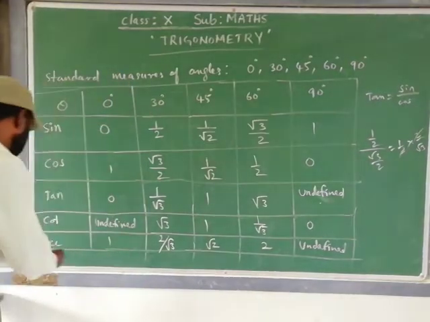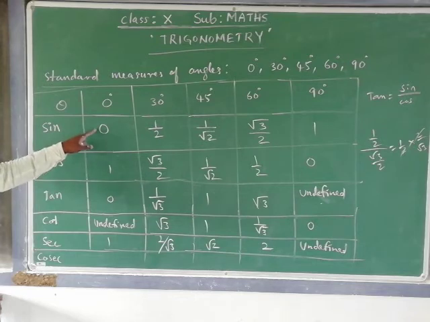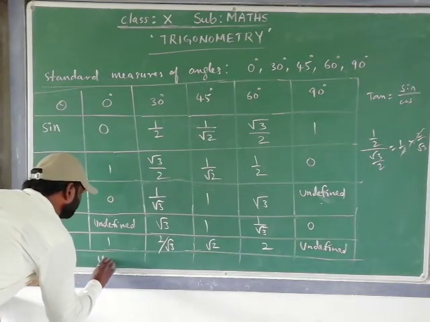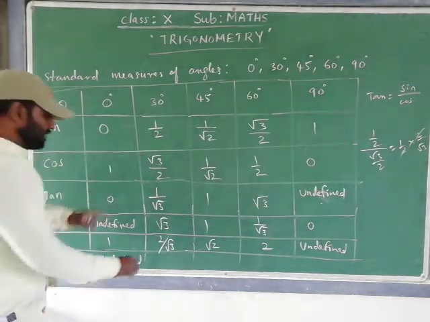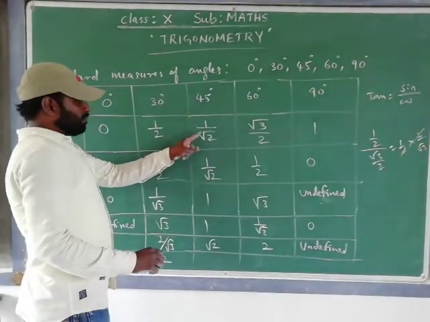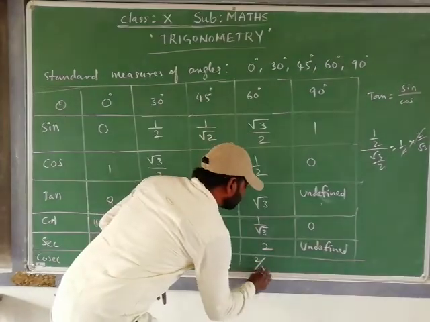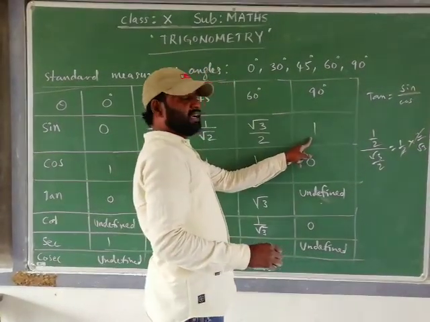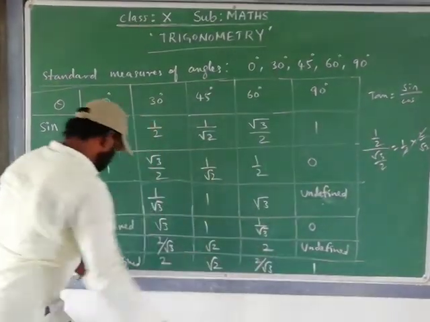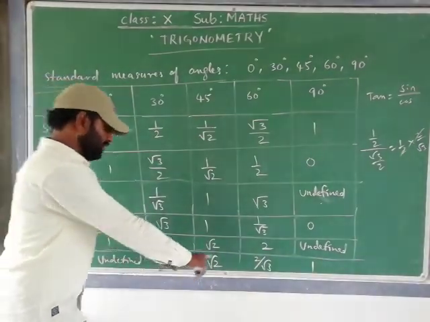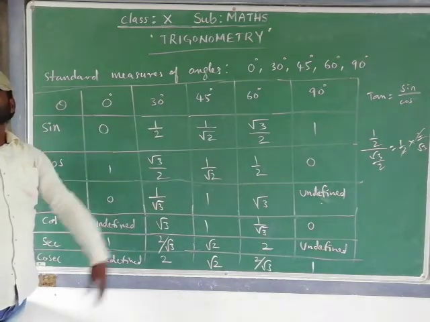Understand? Next, cosec. Cosec is the reciprocal of sine only. So the reciprocal of 0 is what? Undefined. Next, the reciprocal of 1 by 2 is 2. The reciprocal of 1 by root 2 is root 2. The reciprocal of root 3 by 2 is 2 by root 3. The reciprocal of 1 is 1 only. You just wrote the same values again in the other direction: undefined, 2, root 2, 2 by root 3, 1. If you remember simply one line, you can write all the remaining.